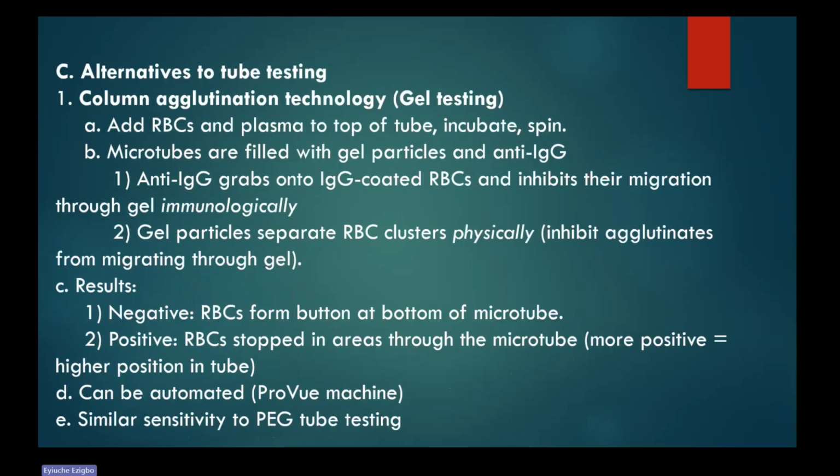There are also other methods alternative to tube testing. In some localities, they can use column agglutination technology, which we call gel testing. They can use other methods apart from the tube methods. So we have alternatives to tube testing, such as column agglutination technology.